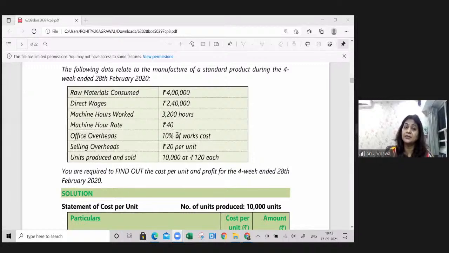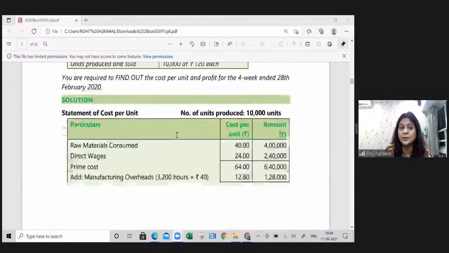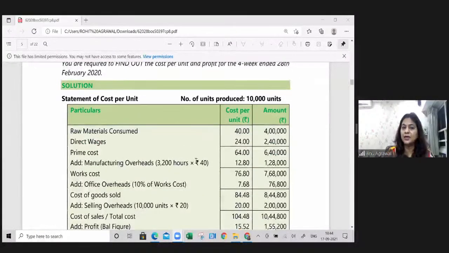Machine hour rate means the way we are going to absorb the factory overheads is on the basis of machine hours. So you work for 3,200 hours. The rate is given to you, 40 rupees. You charged 1,28,000. Now this is as per the number of machine hours worked on 10,000 units. So per unit cost is how much? 1,28,000 divided by 10,000. I hope I'm clear.